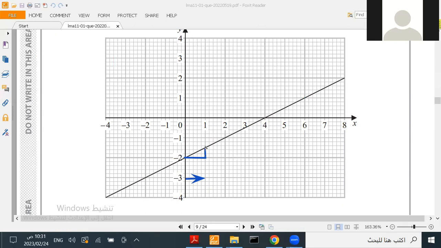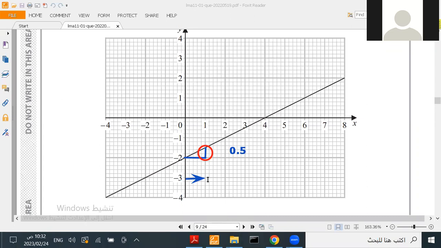When you go back to the line, how many boxes did you go back? You will notice that it is half a box. Half a box means the gradient is 0.5, which is the half. Same idea, same answer. So you can use any idea.